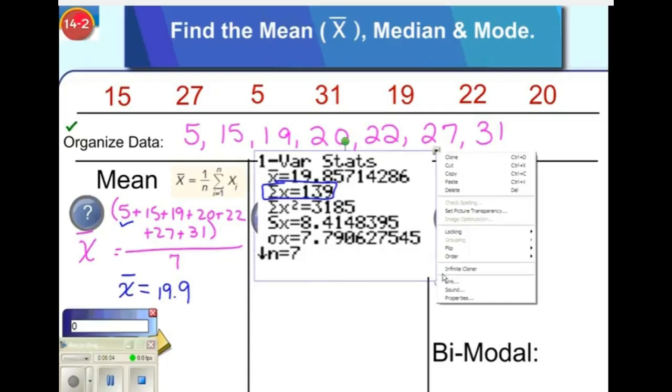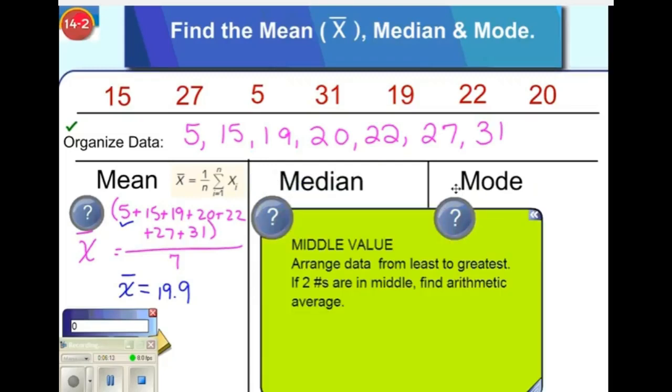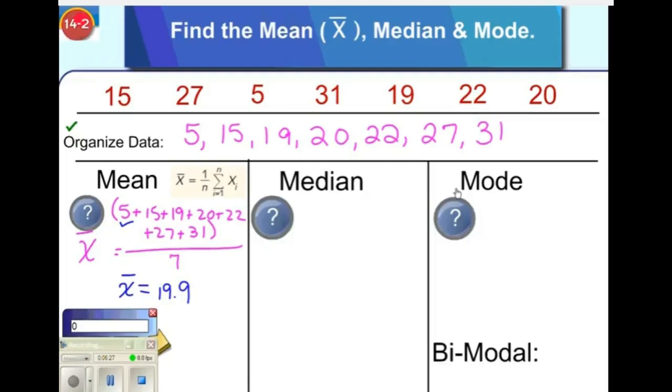Next, let's look at doing the median. Most people remember the median. The median is the middle value, so arrange your data from least to greatest. If there are 2 numbers in the middle, you're going to find the arithmetic mean. So you may want to hit pause so you can jot that down, the median. So our median, if I just work my way in, 5 and 31, 27, 15, 19 and 22, it appears to me the median is 20, the middle value.